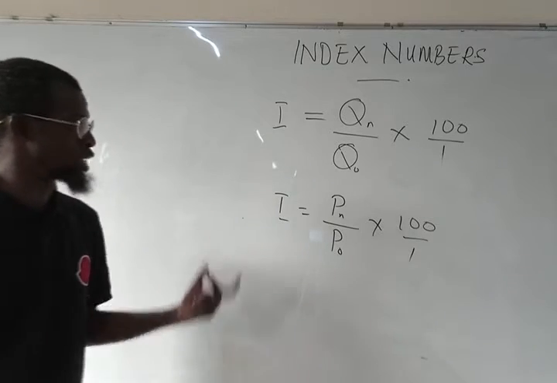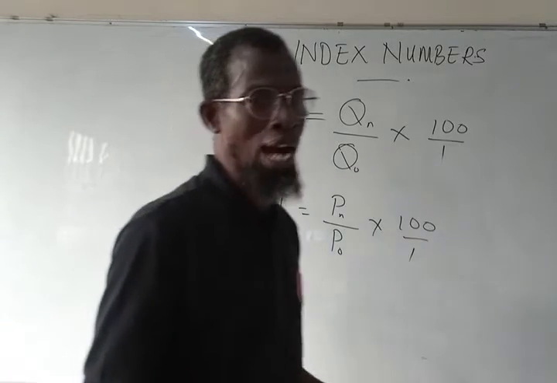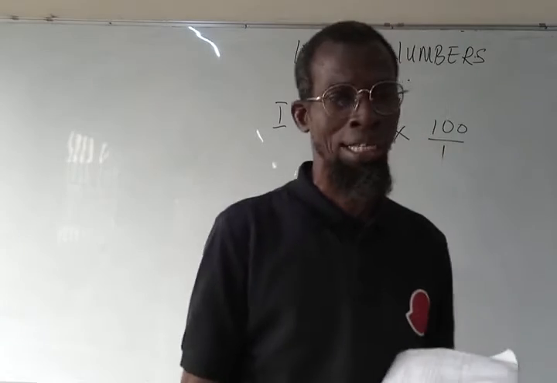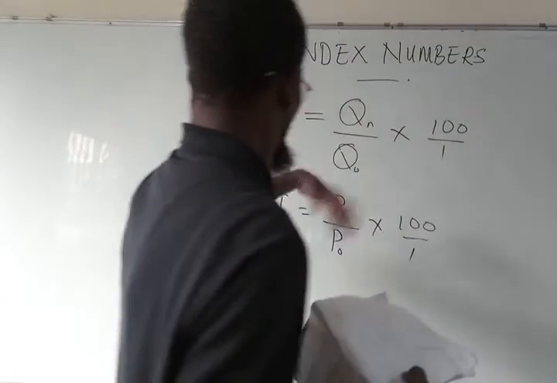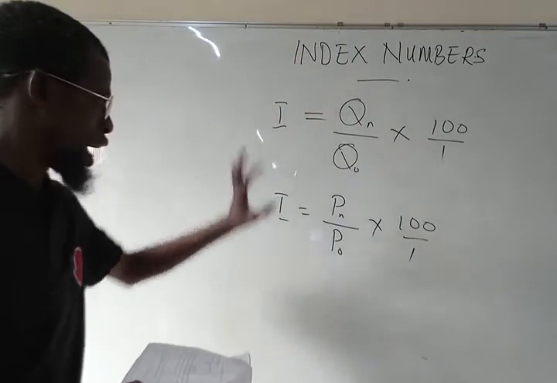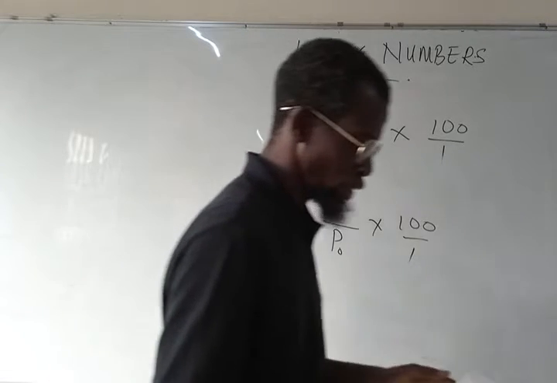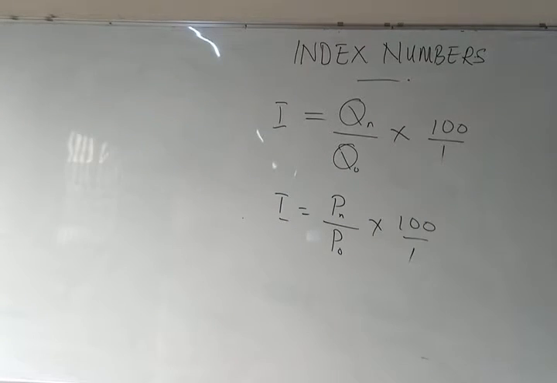It depends on the question given to you. You may be asked to find the index number in terms of quantity. When it is quantity, you use Q. And when it is price, we use P.